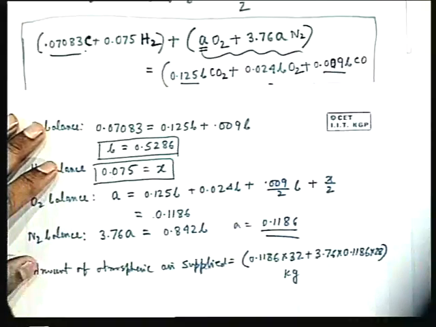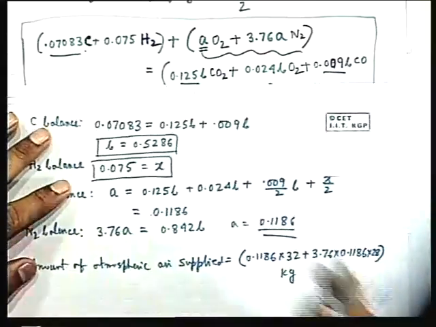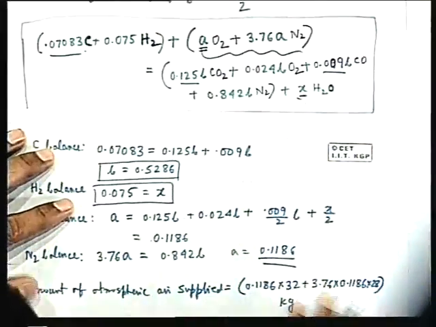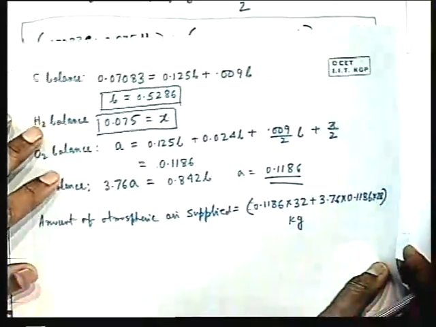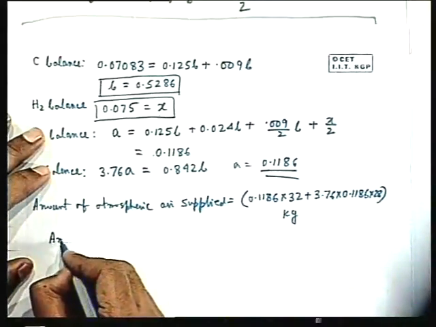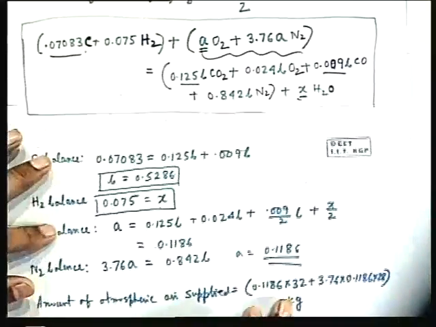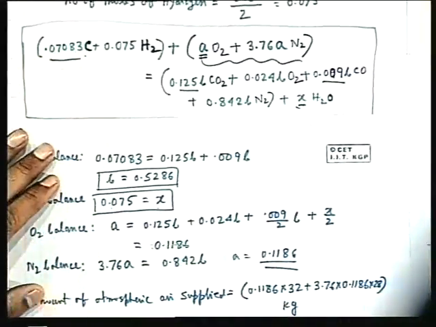Next is the amount of water vapor in the products. To find it out, you may tell, sir, I know this X H2, I know X, so the amount of water vapor is X into H2O. Which one? 16 or 32? O2 is 32.